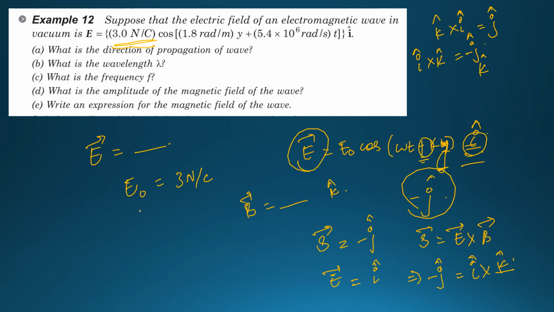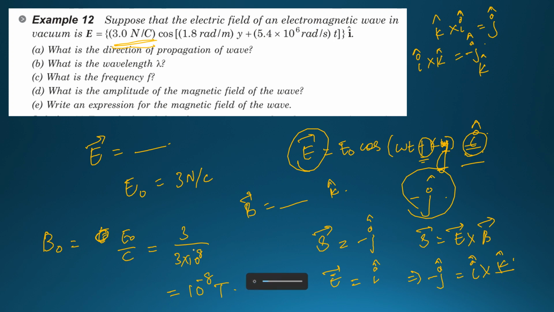What is the magnitude or amplitude of the magnetic field? That will be B naught is equal to E naught by C, right? The amplitude of the electric field by C, the speed of light, that is 3 by 3 into 10 to the power 8, that is 10 to the minus 8, and it will be Tesla. So this is B naught.